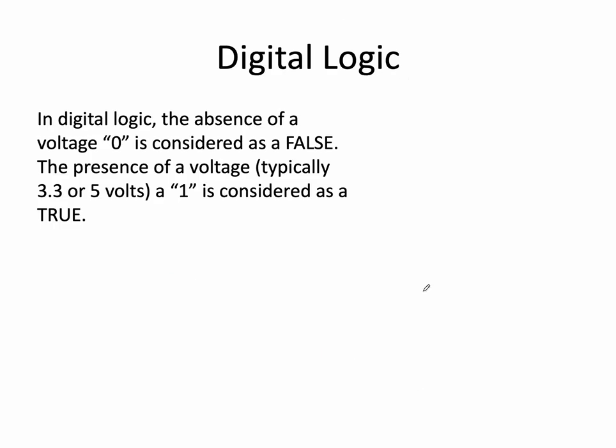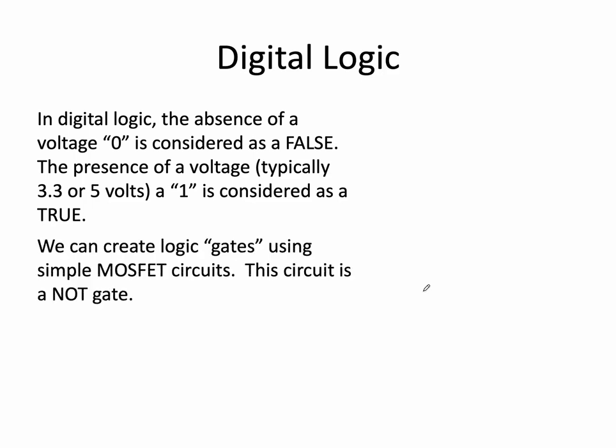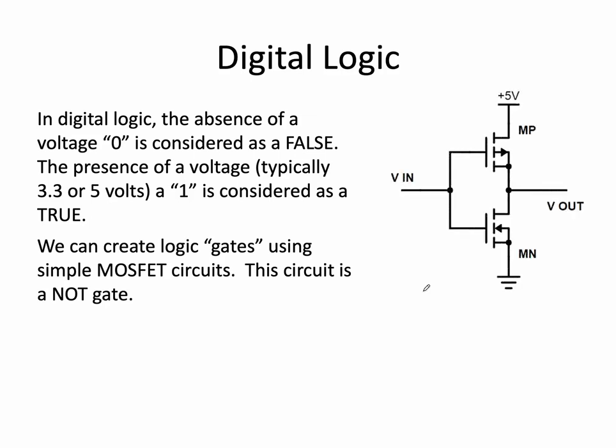All right, now we get into digital logic, which is what your homework involves tonight. In digital logic, the absence of voltage, 0, is considered false. The presence of a voltage, either 3.3 or 5 volts, a 1, is considered true. Again, the whole Boolean logic. You can create logic gates using simple MOSFET circuits. The circuit shown over here to the side is a NOT gate.